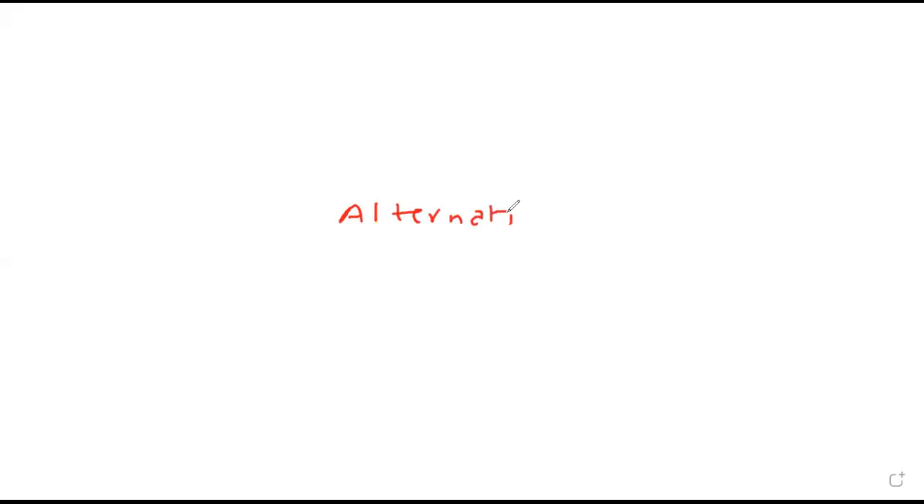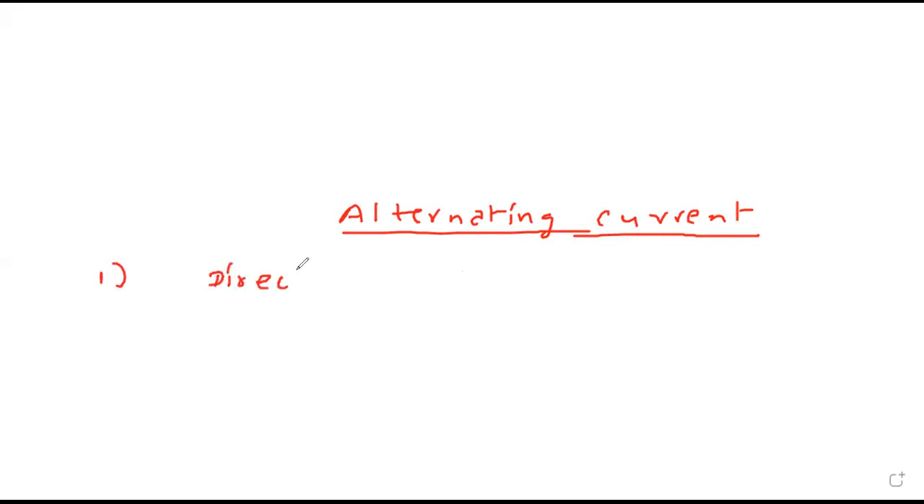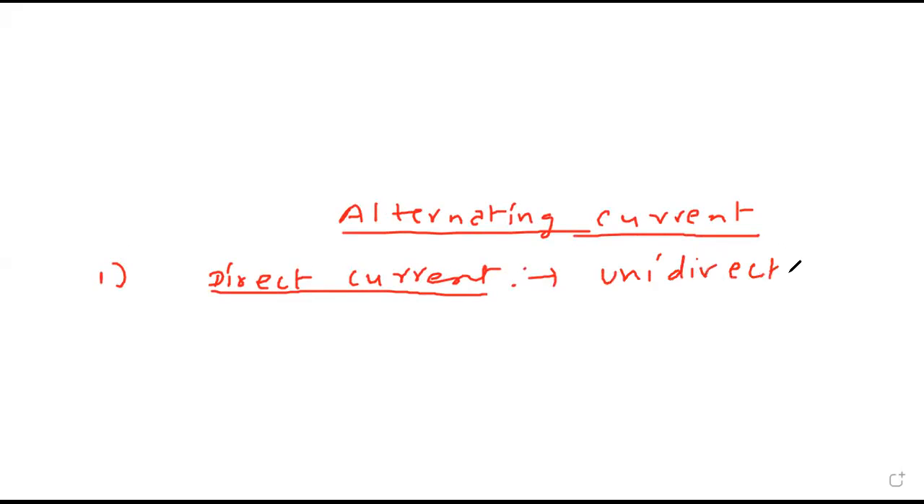Alternating current, that means the AC circuit part here. How many types of current have you heard? One is called direct current, no? What is the meaning of direct current? It is unidirectional current, it does not change its direction. It's called unidirectional, or flowing in a single direction.